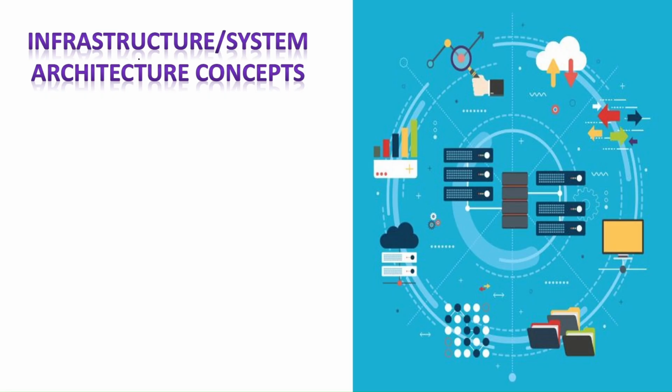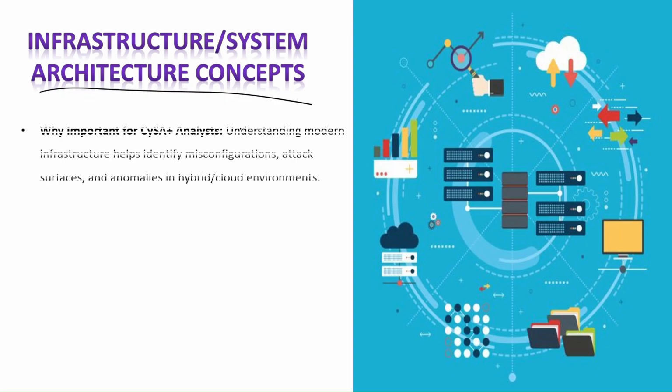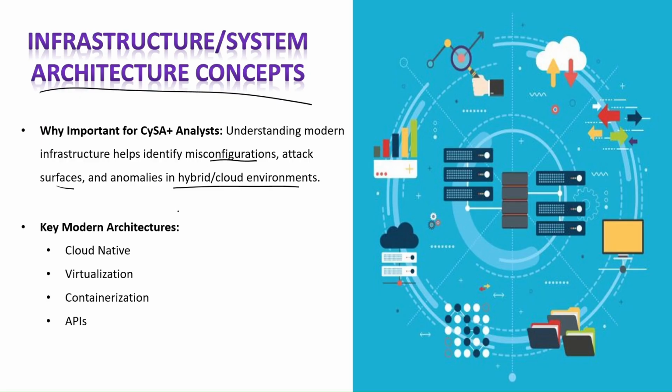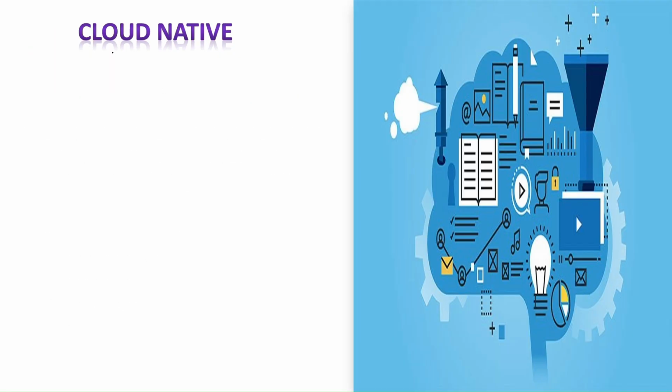So our next topic is infrastructure and system architecture concepts. Why is this topic important for the CySA analyst? Understanding modern infrastructure helps identify misconfigurations, attack surfaces, and anomalies in hybrid and cloud environments. Key modern architectures include cloud native, virtualization, containerization, and APIs, and we will go through each of these one by one. So first one is cloud native.